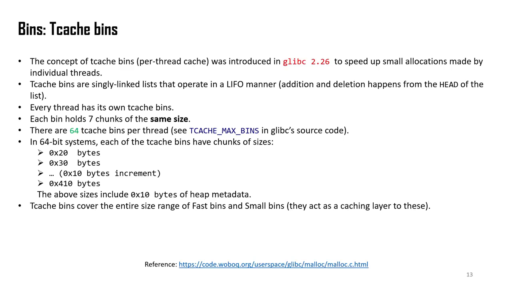In 64-bit systems, each of those bins have chunks of sizes from hex 20 bytes, the smallest chunk size possible, to hex 410 bytes, with an increment of hex 10 between the sizes of the chunks. And these sizes include the hex 10 bytes of metadata that we saw earlier, which are used for the size of the chunk and the size of the previous chunk. And lastly, TCache bins act as a caching layer to fast bins and small bins. They cover their entire size range.